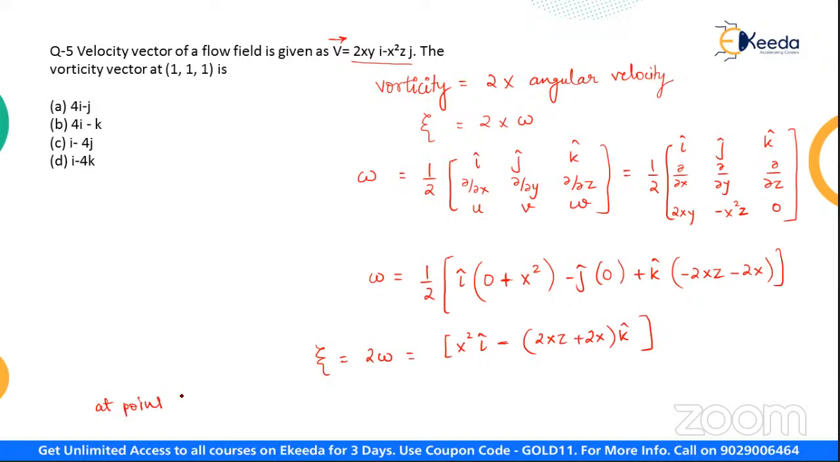Therefore, at point 1 comma 1 comma 1, that means the values of x, y, and z, all three will be 1. So replacing the values here, the vorticity vector will be i cap minus, it will be 4, 2 plus 2, that is 4. So it will be i cap minus 4k cap. The correct option will be option D for the fifth question.